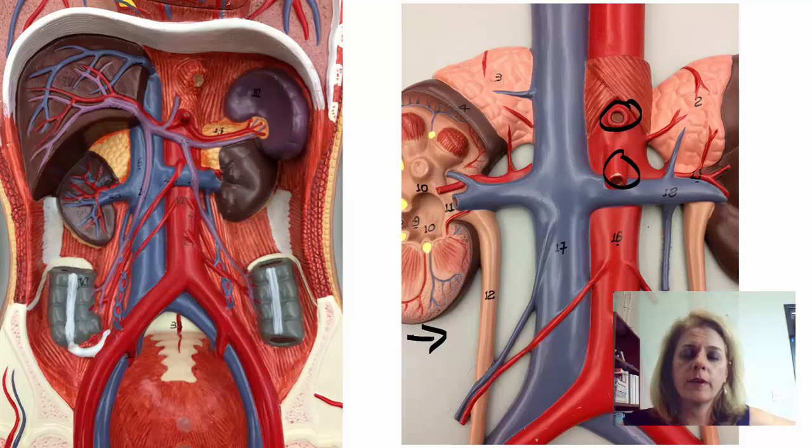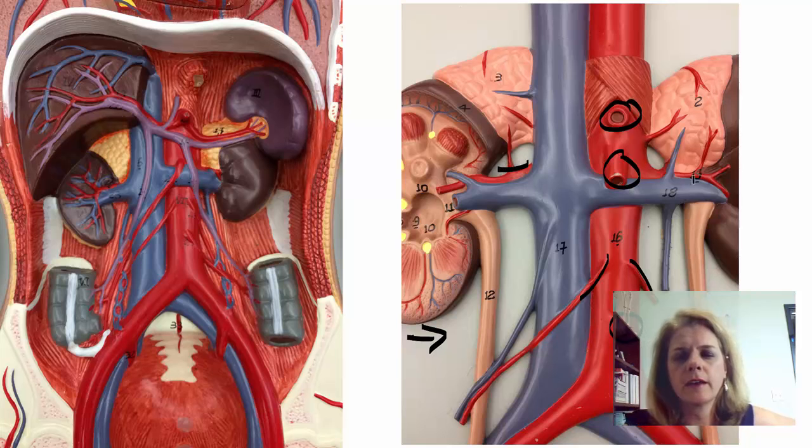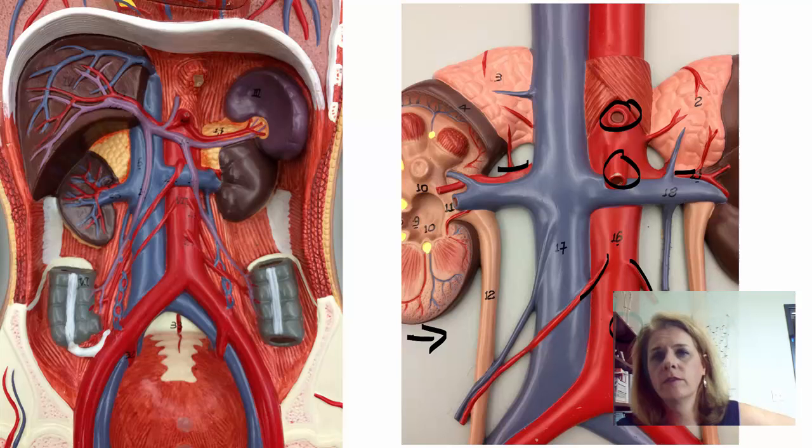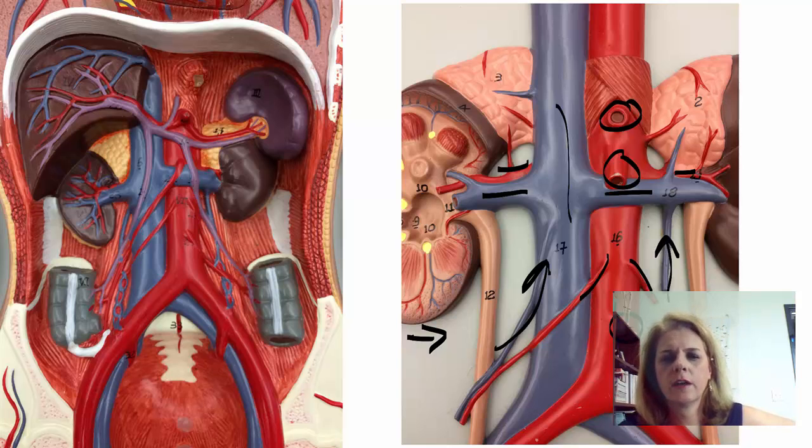Here's your superior mesenteric, inferior mesenteric, right and left gonadal arteries, right and left renal arteries. Coming back to the vein side, you have your inferior vena cava, your right renal vein, your left renal vein. Here's your right gonadal vein, your left gonadal vein. All right, so that's a nice picture that you can see pretty well because it's blown up.